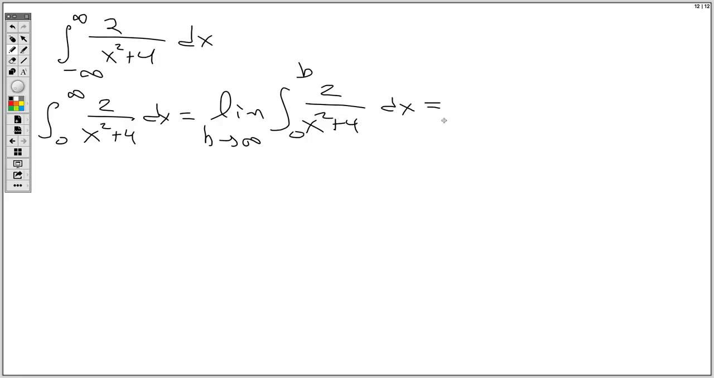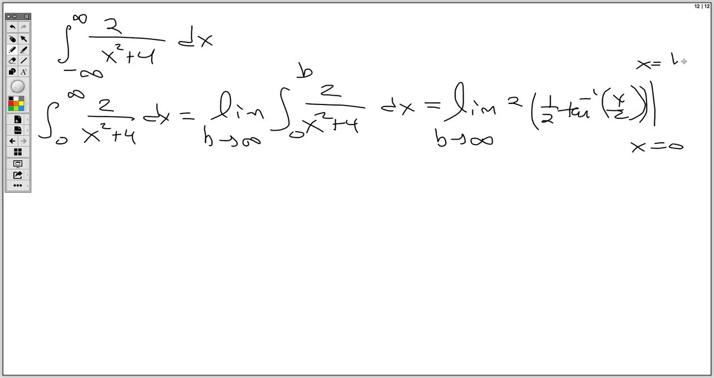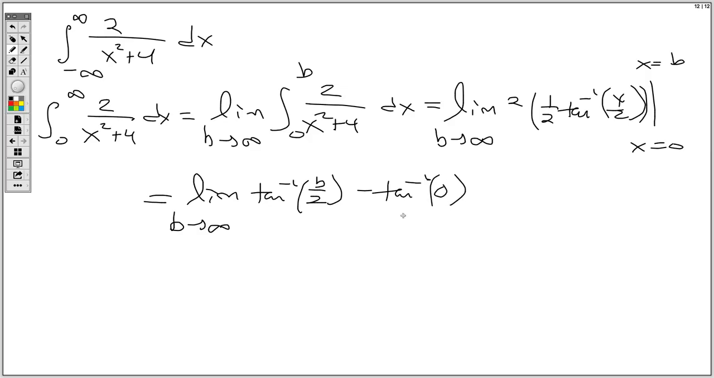This is an inverse tangent formula. So this is going to be 2 times 1/2 inverse tangent x over 2, and we're going from x equals 0 to x equals b. And so this is the limit as b goes to infinity of, the 2 and 1/2 cancel out, we get the inverse tangent of b over 2 minus the inverse tangent of 0. The inverse tangent of 0 is 0.